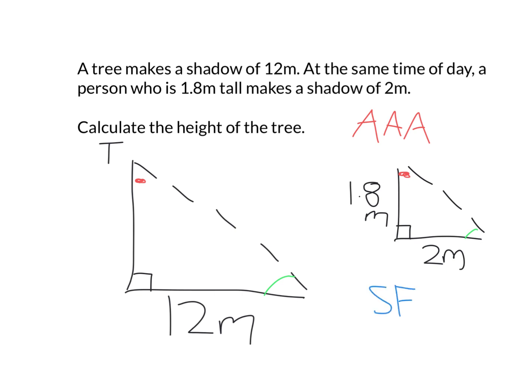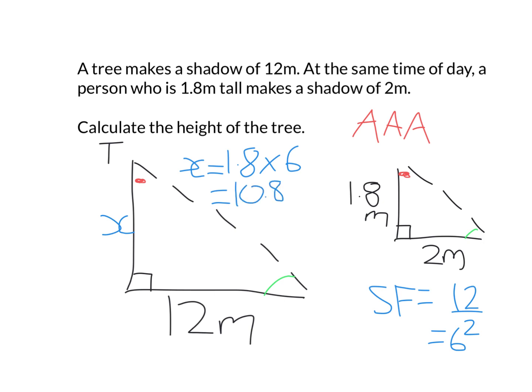So the scale factor here is going to be this side divided by this side. The shadows, 12 divided by 2, which is 6 meters. So we're now looking to find this side here, which I'll call X. It's a side in the larger shape, so we multiply the side in the smaller shape by the scale factor. Whenever you're finding a side in the larger shape, you always multiply by the scale factor. So X here will be 1.8 times by 6, which gives us 10.8.